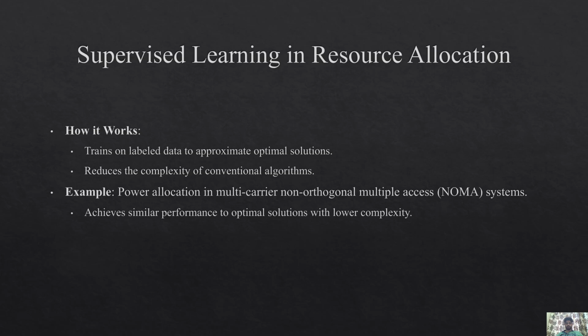Supervised learning in resource allocation: how it works. It trains on labeled data to approximate optimal solutions, reducing the complexity of conventional algorithms. Example: power allocation in multi-carrier non-orthogonal multiple access, NOMA, systems achieves similar performance to optimal solutions with lower complexity.